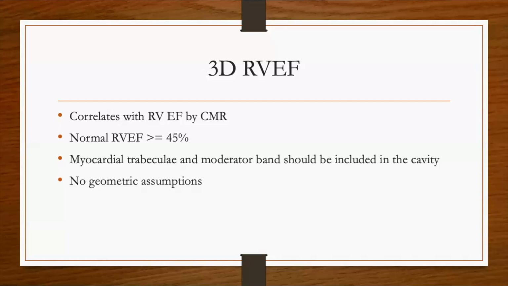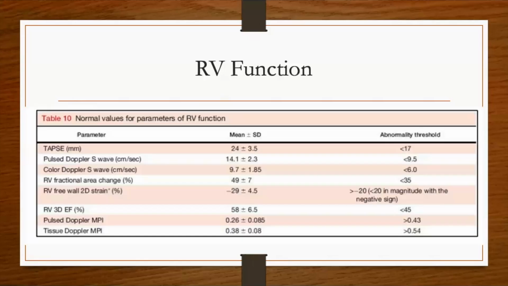The myocardial trabeculations and moderator band should be included in the right ventricular cavity in this case. I think one of the powerful points with this is that it does not have any geometrical assumptions when it's looking at the right ventricle, because it is ideally truly looking at the global right ventricular function in this case. So I think that's all I have for the right ventricular size and function assessments.